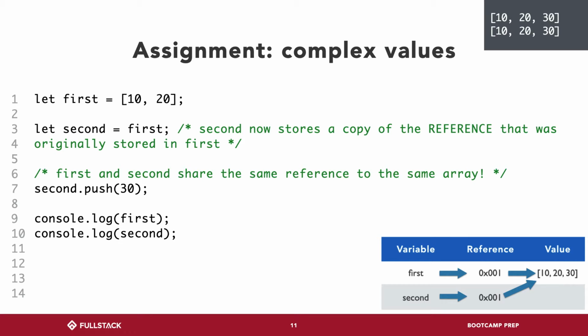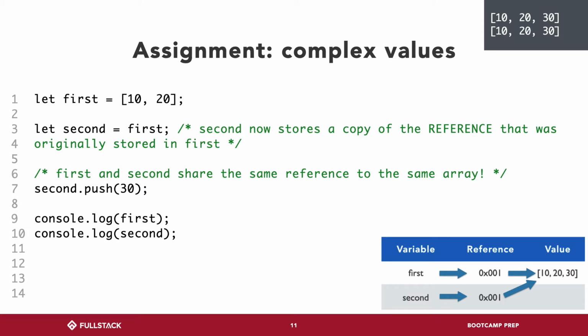Well, yeah, this makes sense because first is 10, 20, and second is first dot slice. Here, this is different. This is saying let second equal first. Assignment and slice do different things. Assignment is just saying, okay, second is now going to have the reference that first has. First doesn't actually have this value. First also has a reference. Does that make sense?